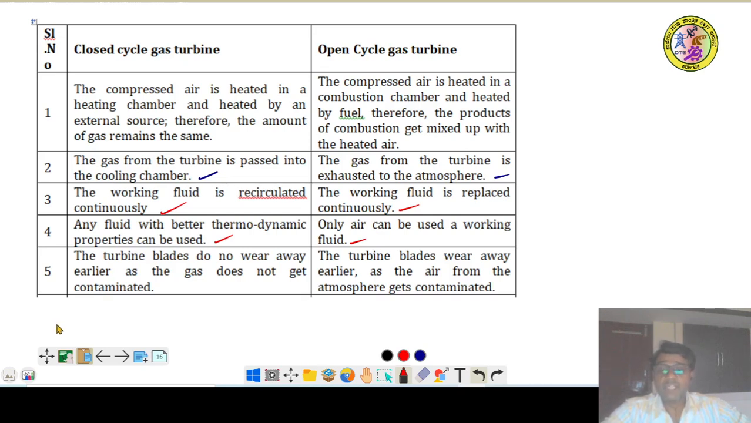The turbine blades do not wear away earlier as the gas does not get contaminated. Turbine blade wear and tear is less. Why? Because the air is not directly interacting with the fuel. Whereas in the open gas turbine, the fuel gets mixed with the atmospheric air or the compressed air, so that wear and tear is more.